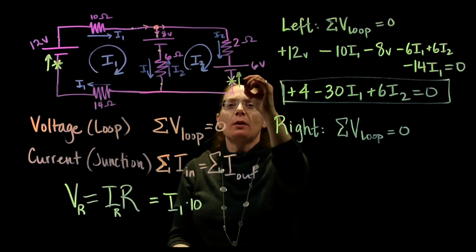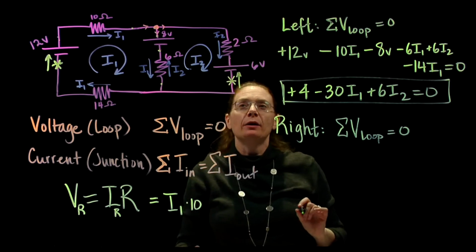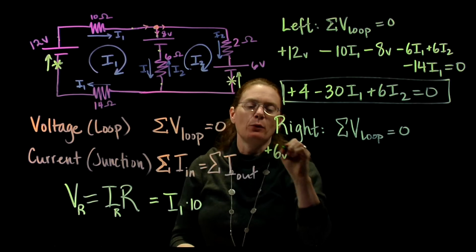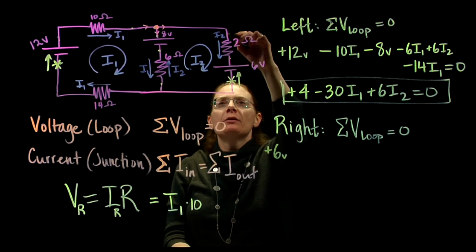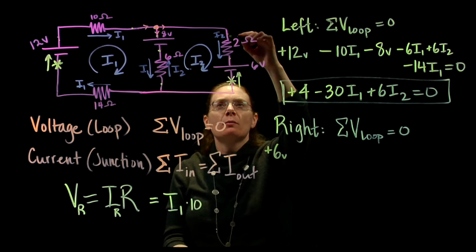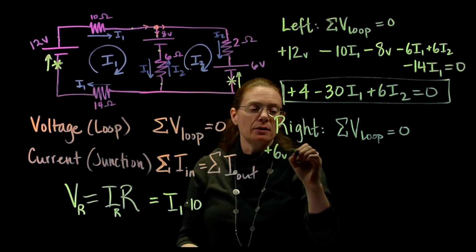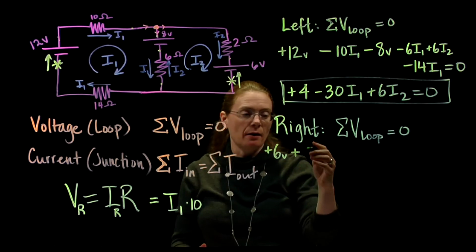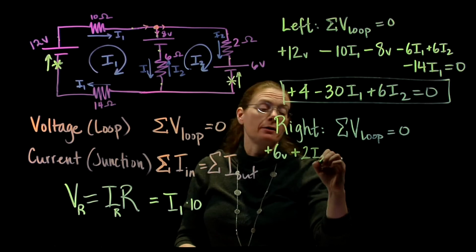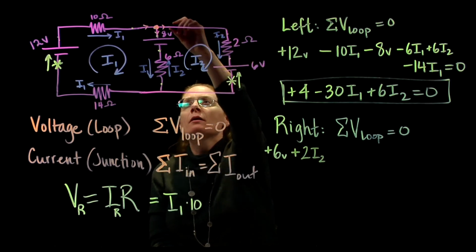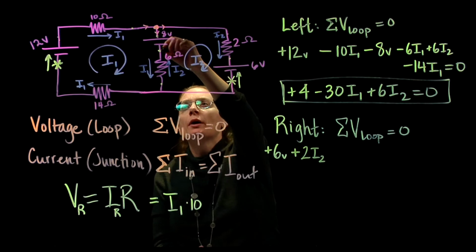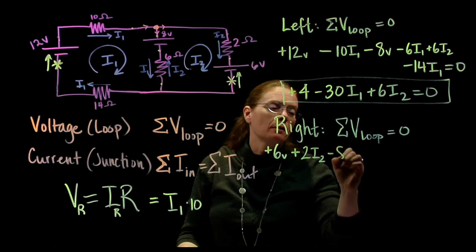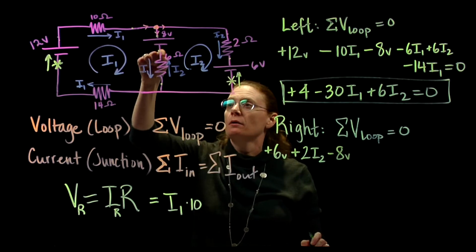All right, so going from here to the top of that battery, I'm going with the battery, so it's an increase in voltage, plus 6 volts. Now I'm going from here to here across this resistor, but I'm going against the current. Against the current means it's a voltage increase, and the voltage itself is going to be I times R, which is 2 times I2. So I'm here, now I'm going down. I'm going across this battery, but again, I'm going against it. So I'm dropping 8 volts when I go from here to here.